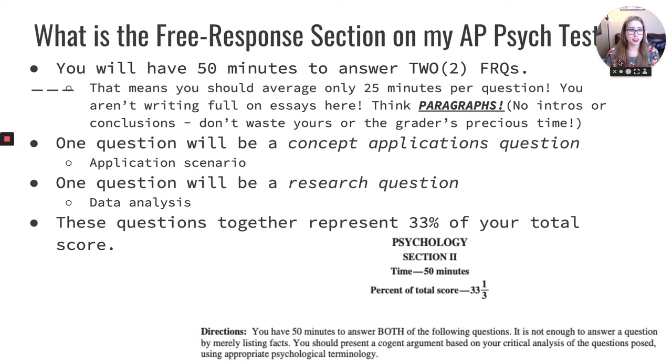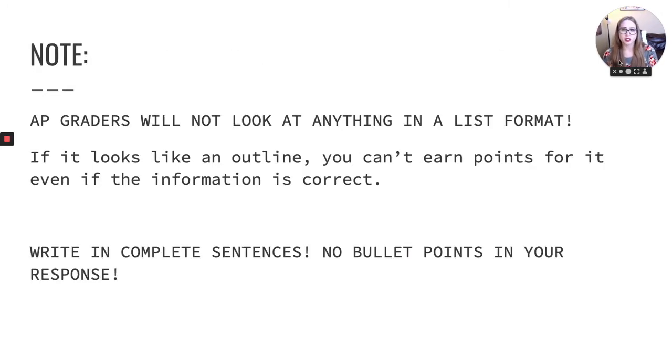These questions together are going to represent 33% of your total score. And so by default, that means that your multiple choice section is going to represent 66% of your total score. While this free response section isn't worth as much as some other AP classes you may have been in, this is a really important section to do well on because you can rack up points like crazy that will boost your score. If you're already at a 3, you want to be at a 4. If you're already at a 4, you want to be at a 5. So this is a great place to really push you over the edge to that great score you need to get college credit.